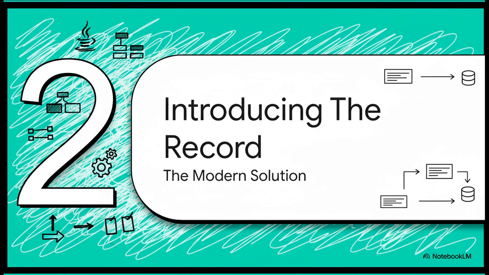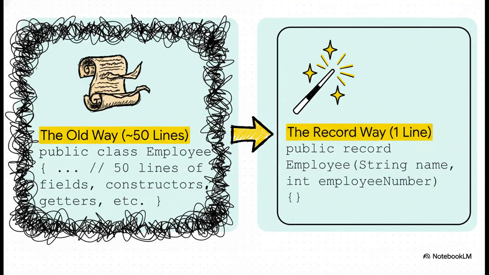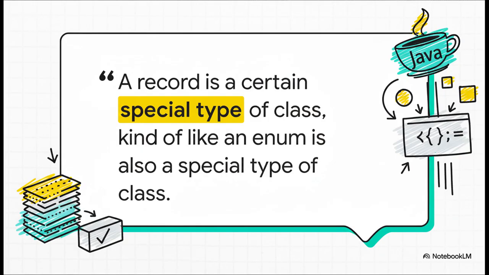Now let's see how records come in and offer this beautifully simple modern solution. And this is the magic right here. Just look at that. The whole 50-line monster on the left, it's the exact same thing as that one single line on the right. One line. That's it. It's a massive simplification. It's a game changer. So what is a record, really?